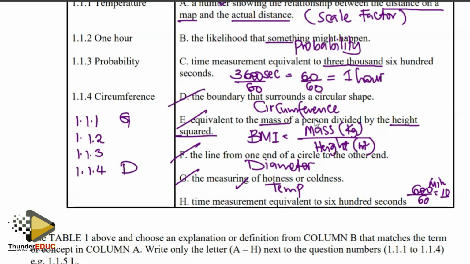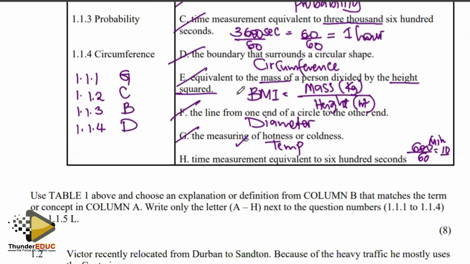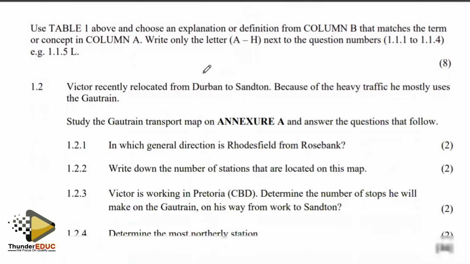D is gone. C, the time measurement is 1 hour. Do we have 1 hour? Yes. So here it's a C. Is finished. B, the probability. So we have B as. So B is gone. Everything is done now. Here we go. That was supposed to be the answer. So the answer is supposed to be G, C, B, and D.